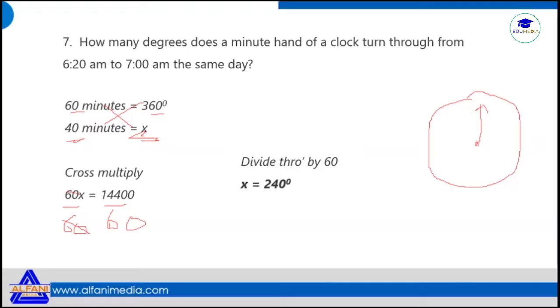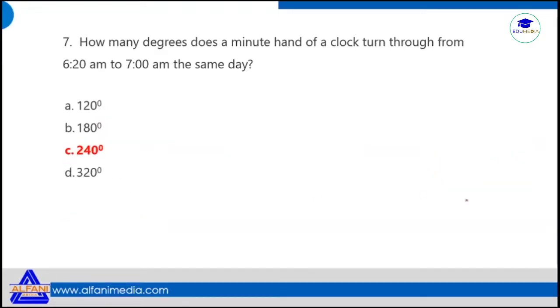So it means it will take 240 degrees for the minute hand to run from 6:20, when it's at 20 here. Remember, our 15 is here, so when it's at 20 here, for it to get back to 7 o'clock, it will run back here, and it will take about 240 degrees for it to get here. All right, so that's what it means. So the answer is 240 degrees.